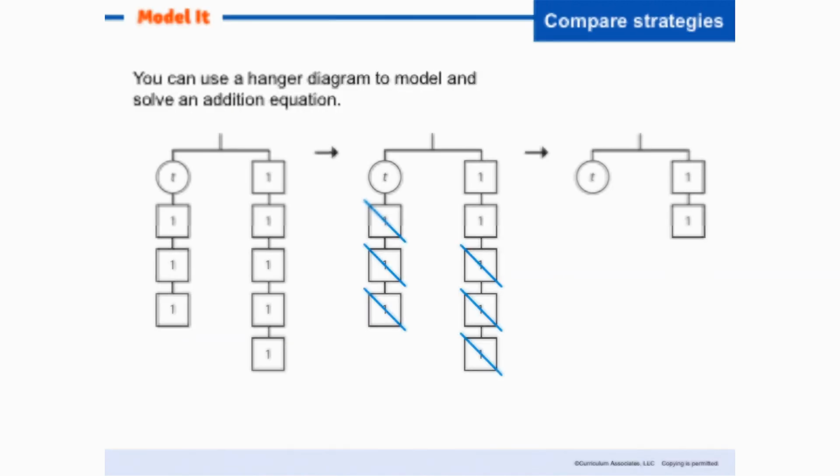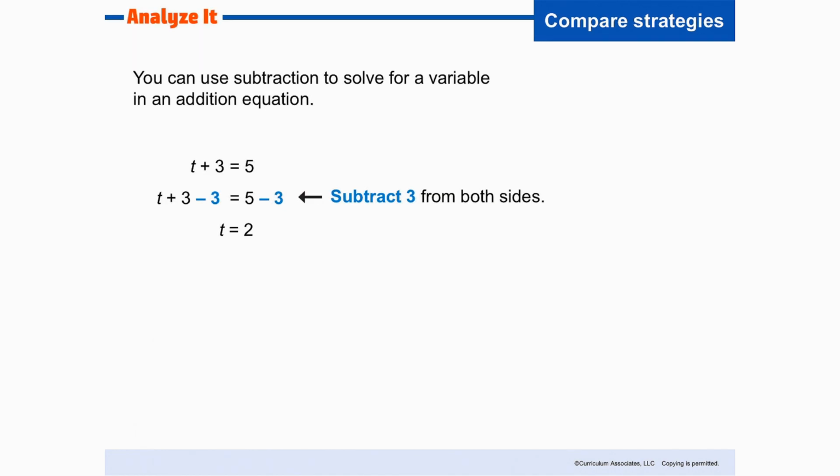Same deal. You can see here we're using the hanger diagram to show that. Just the same thing I did on the other side, we have t plus 3 equals 5. We're removing the 3 from both sides to make it balanced, and then we would be left with t equals 2. Or we can just subtract from both sides to balance out the equation.